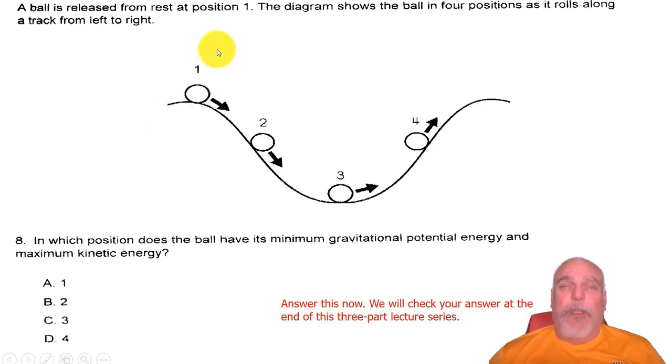The diagram shows the ball in 4 positions as it rolls down the track from left to right. So it starts here, goes down to here to point 2, down here to point 3, and then starts going back up the hill to point 4. The question is, in which position does the ball have its minimum gravitational potential energy and its maximum kinetic energy?